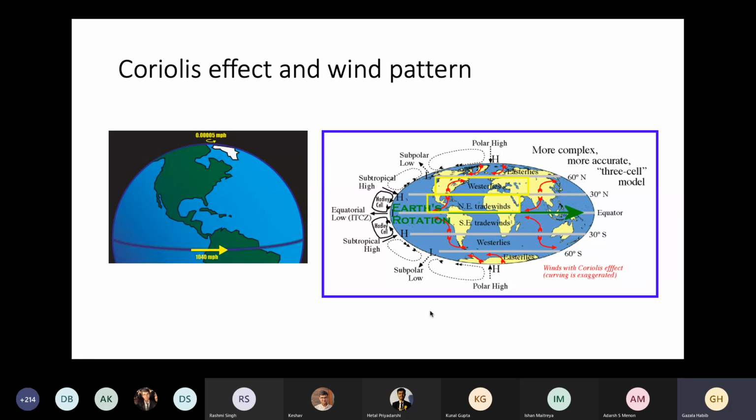Let me write it. No, when temperature is high, the pressure will be low. The molecules will spread and have a higher velocity. The kinetic energy of the gas molecules will be high, and therefore the pressure will be lower at high temperature, right?